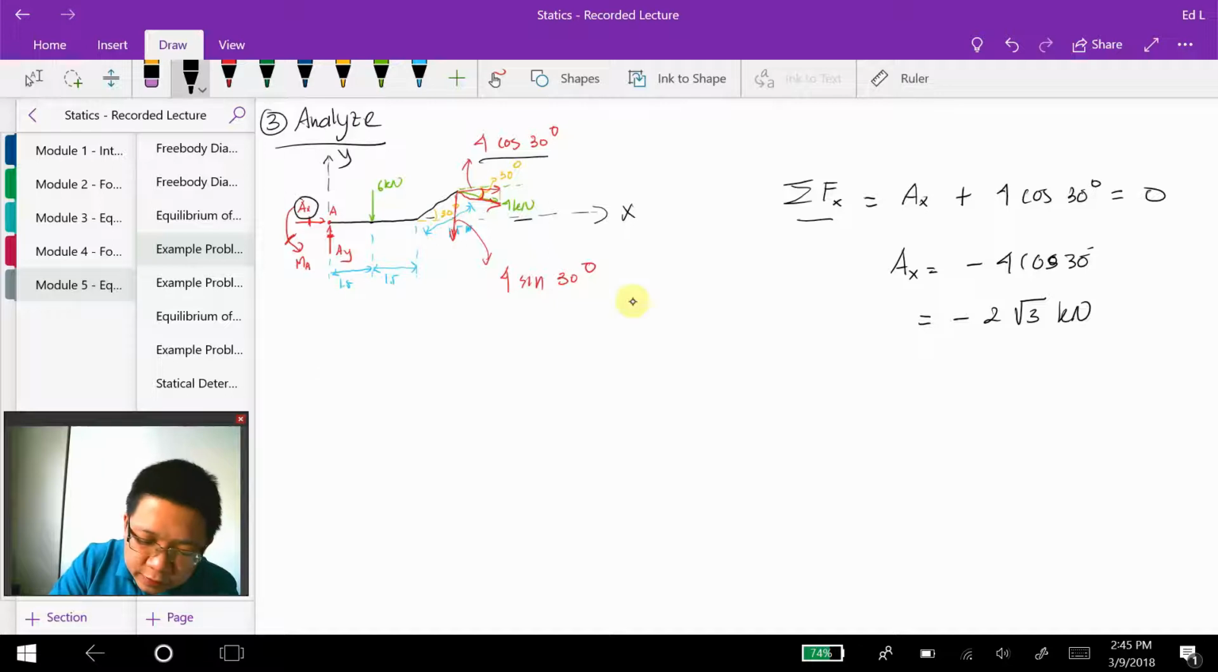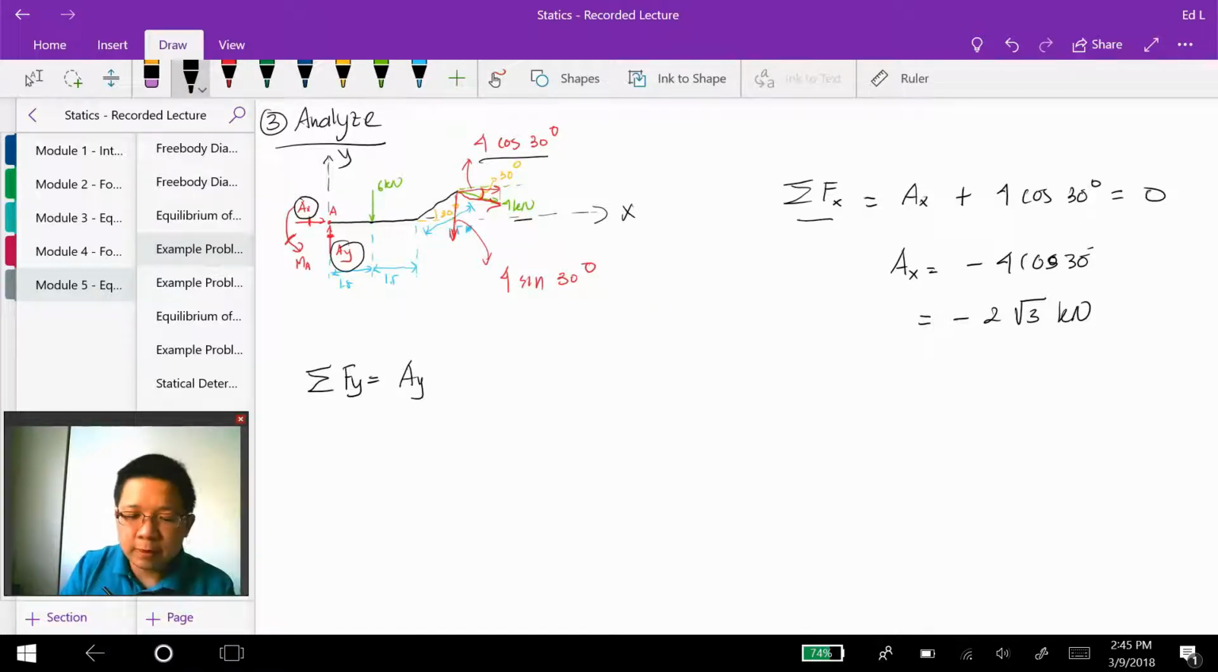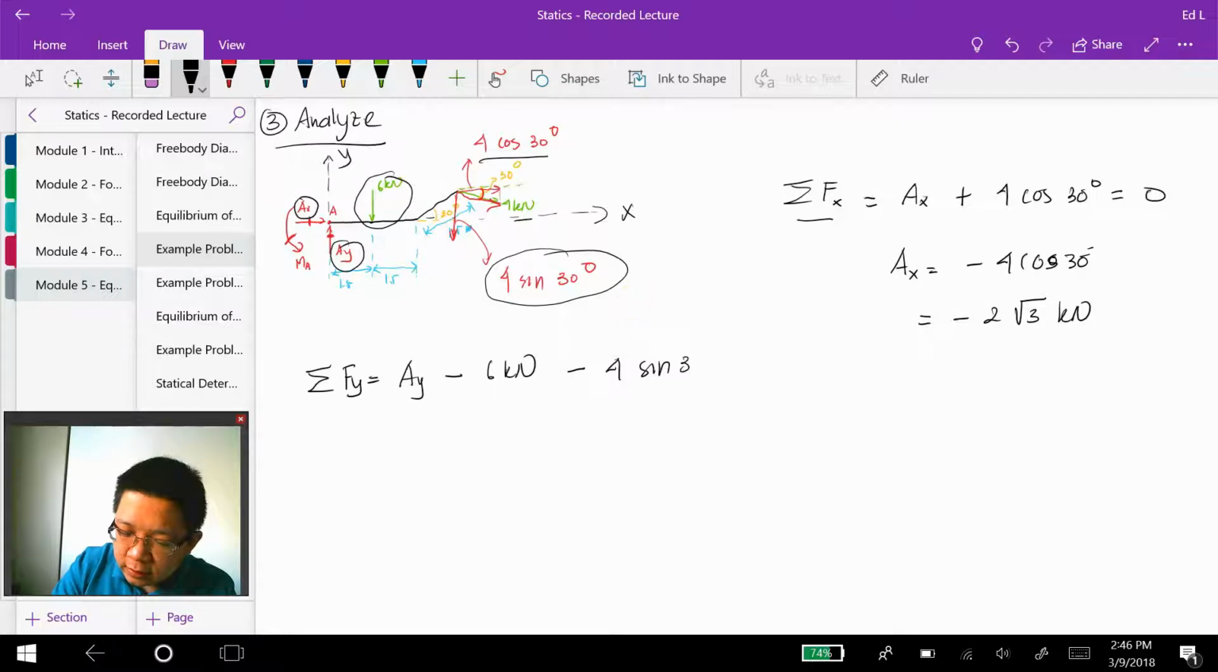Then let's write the sum of forces in the y direction and set it equal to 0 later. So we have AY, it's going up, so it's positive. And then we have the 6 kilonewton going down, so it's negative. And then we have the y component of the 4 kilonewton force, and it's going down as well, so it's negative 4 sine 30 degrees kilonewton, and that's all, equal to 0.